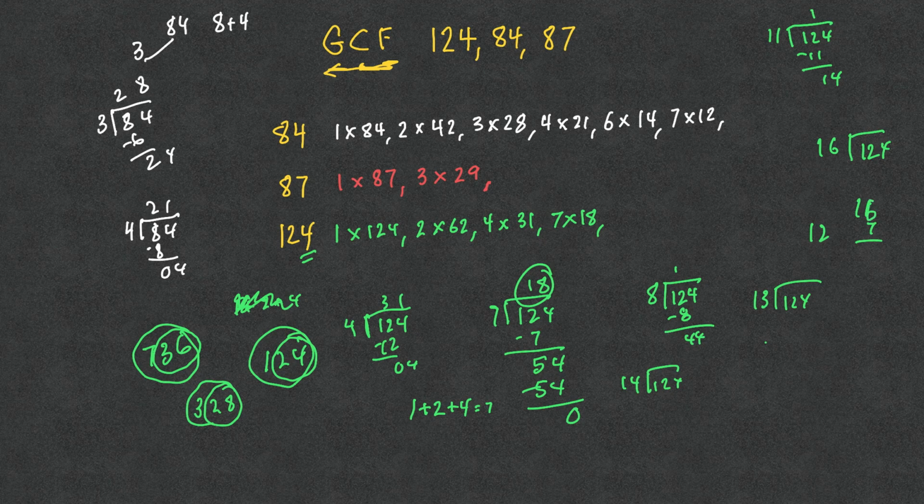16. There we go. 7 times 6 is 42. 7, 8, 9, 10, 11. That's 112. We're close. Why don't we try 8? I wonder if it's going to work. That's 128. It missed, so that doesn't work. What are we up to now? We just tried 16.